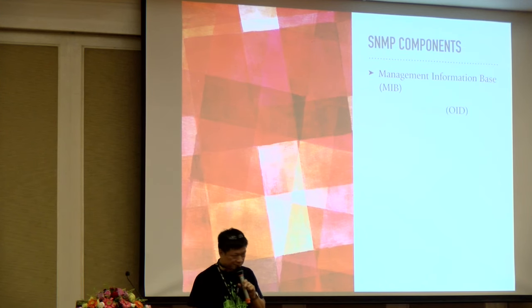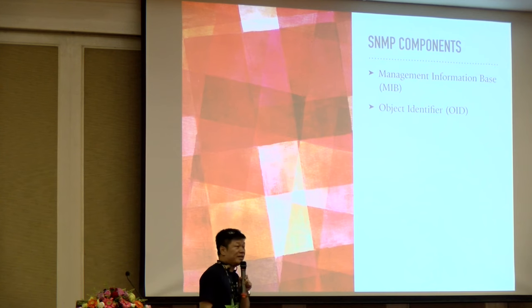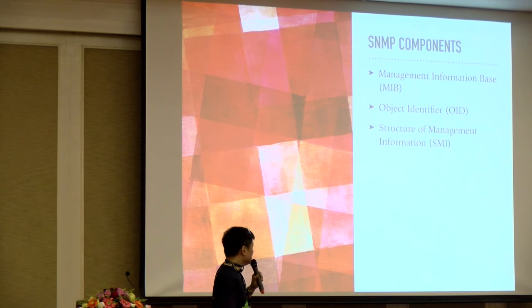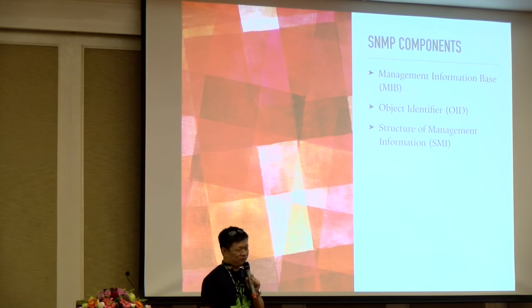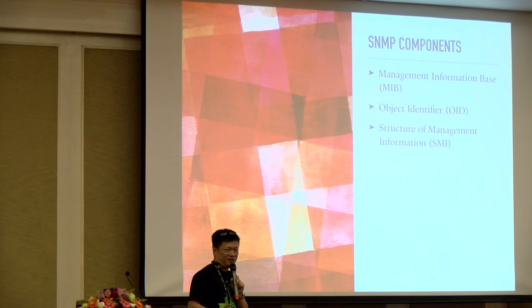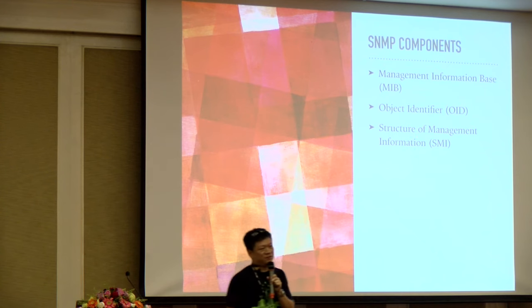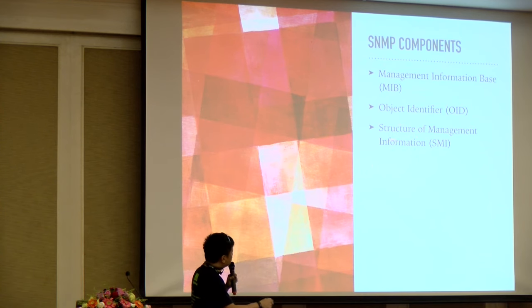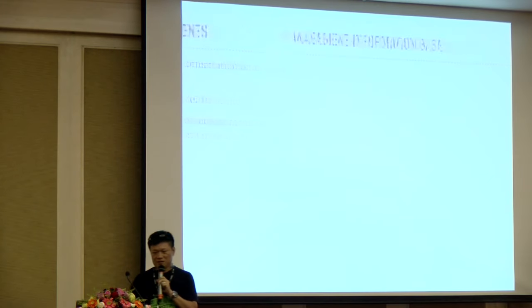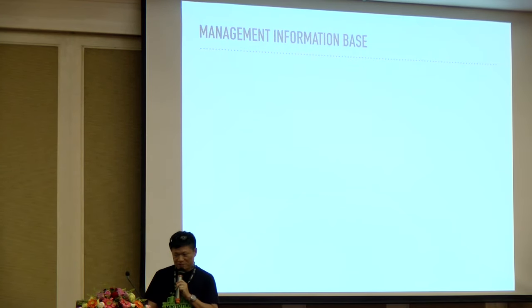Then there's the object identifier. There are three things, and then there's the SMI, the structure of management information. The first and the second one you need to know. The third one, it's good if you know, you can do more things, but it doesn't hurt if you don't know. So what is the Management Information Base?